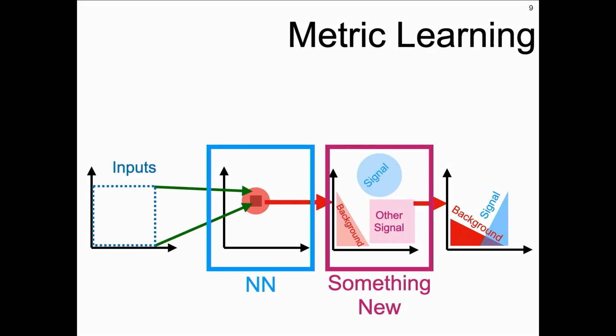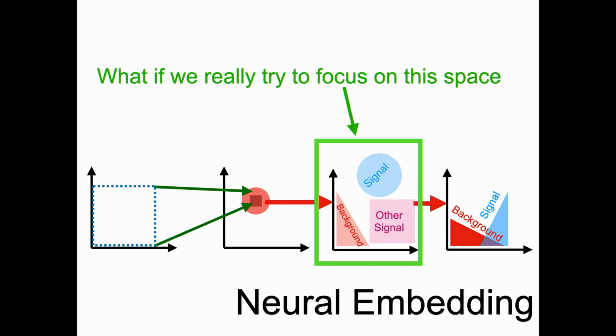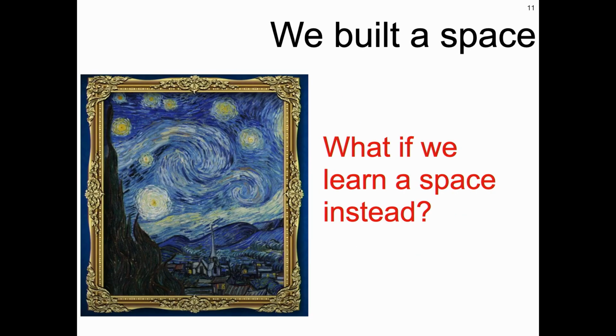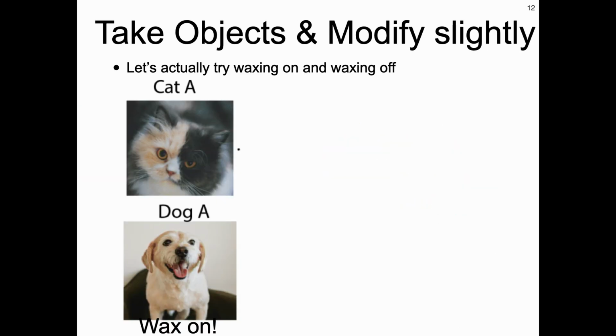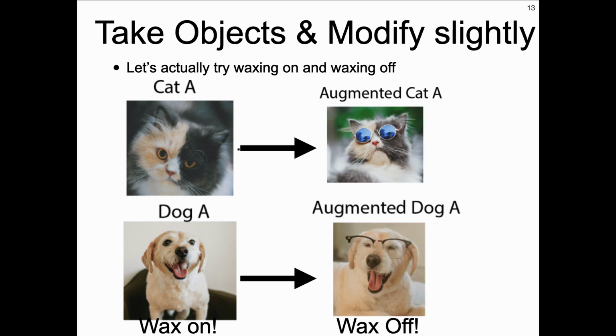What we're going to do now is make an intermediate space. We take inputs, take a neural network, and make an intermediate space that sorts things, does some tasks, tries to understand the data, and then we can do our downstream tests, like separating signal and background. There are many names for this. So let's try to learn this space. I'm going to take a cat, and I'm going to take a dog, and I'm going to augment these cats and dogs.